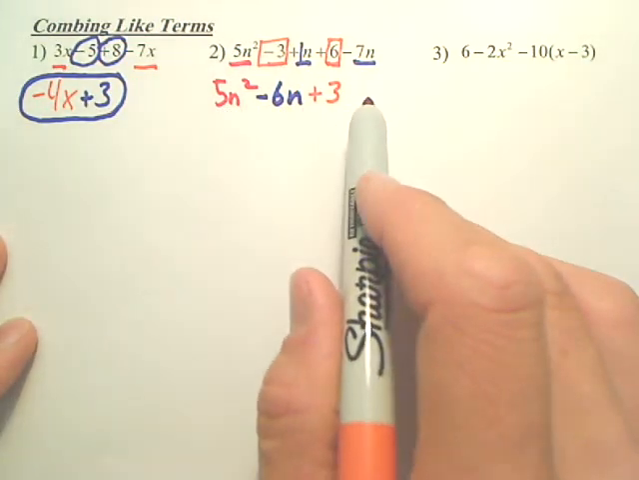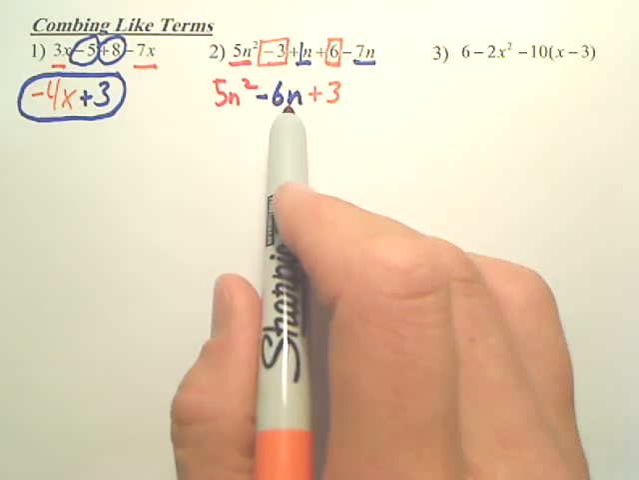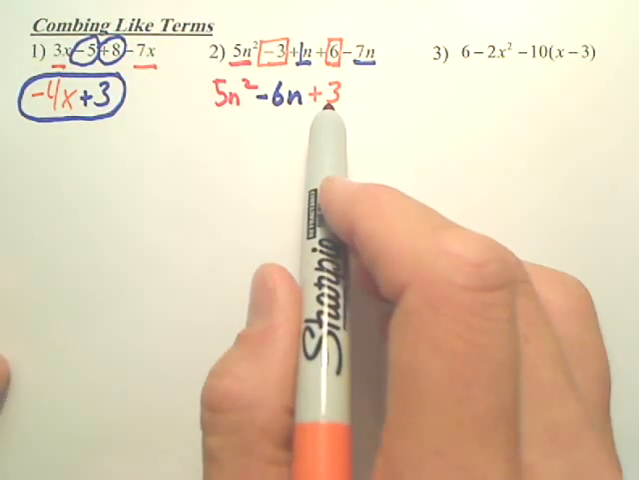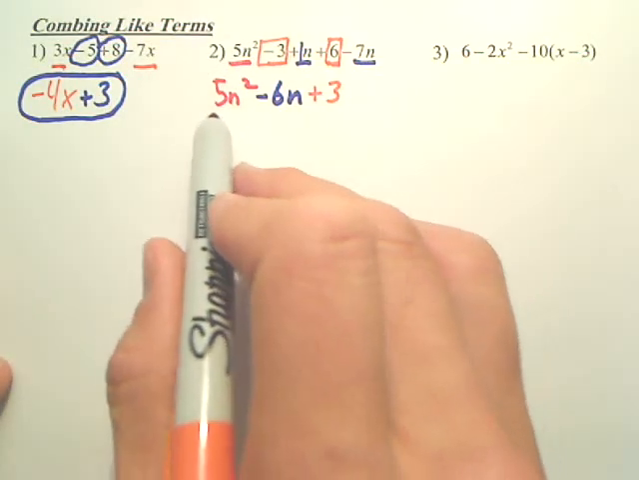None of these can combine because these are n squareds. Think of them as squares. These are n's and these are 3's, numbers. You cannot combine those. We are simplified.